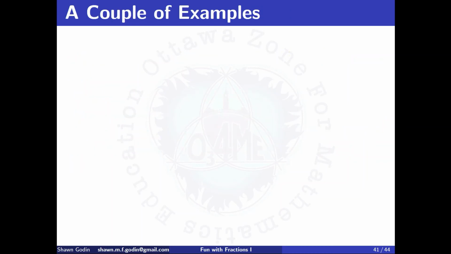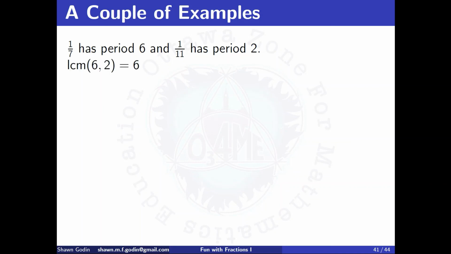So let's look at a couple examples. 1/7 has a period of 6. 1/11 has a period of 2. The lowest common multiple of 6 and 2 is 6. So that means if I look at 7 times 11, 1/77 is going to have a period of 6. And if we work it out, there it is. 1/77 does have a period of 6.